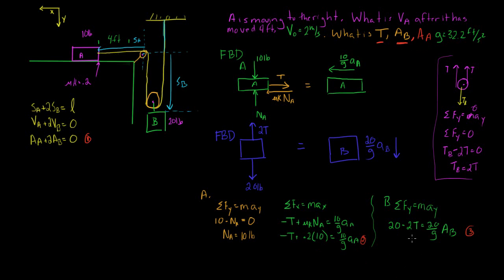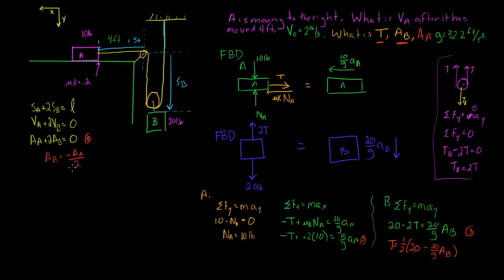If we solve this third equation for t, we get t is equal to 1/2 times 20 minus 20 over g times a_B. And now we can solve this equation for a_B. a_B is going to be equal to minus a_A, the acceleration of A, divided by 2.